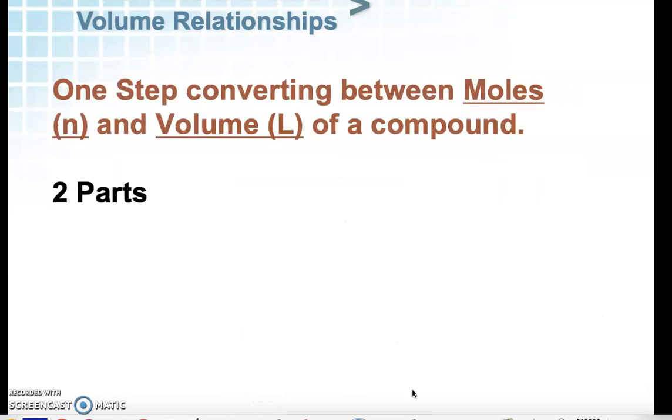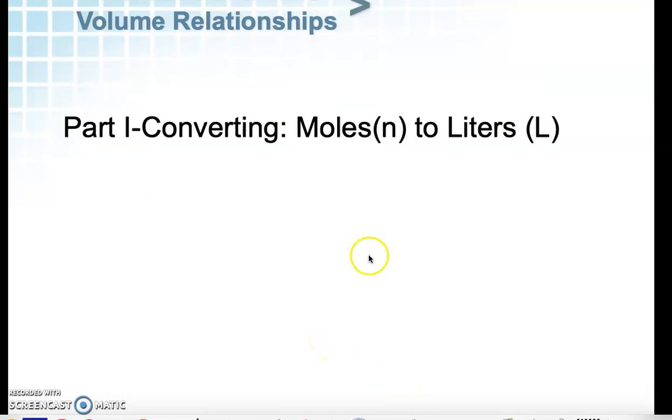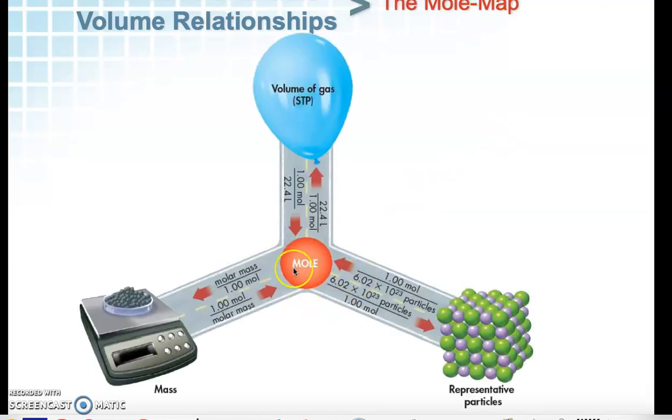We're going to do one-step conversions between moles, which is little n, and volume, which is liters, of a compound. There are two parts. Part one, we're going to go from moles to liters first. So moles is here, liters is up here, so we're going up this direction. We're going to use the conversion factor that has 22.4 liters over 1 mole. You don't have to do anything with this conversion factor; you use it as is. The only thing you have to do is put the name or formula of the compound here, and that's it.